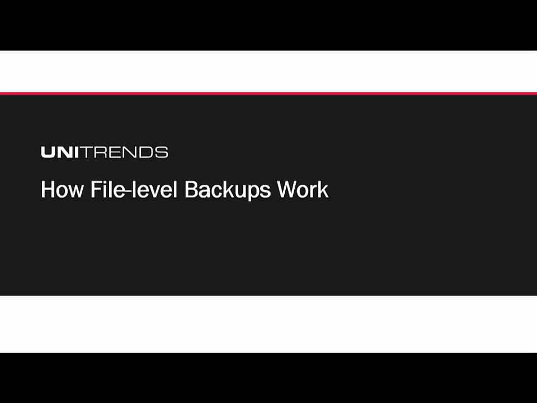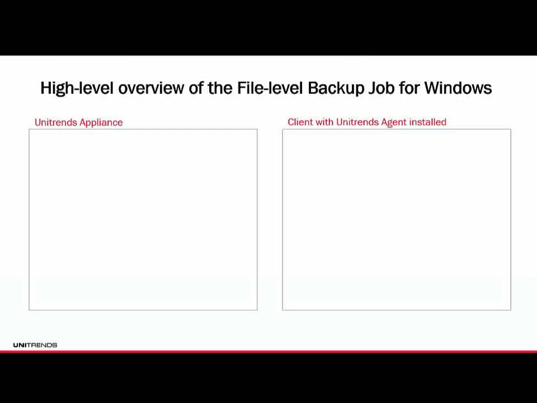When we take a look at how file level backups work, we start with a high level overview of the file level backup job process for Windows. It starts by looking at the Unitrends appliance on the left-hand side. The first thing that happens when we schedule a job or manually queue one up is that what's called the tasker creates a job in our queue, and it waits for resources to become available. We have so many concurrent connections to run on that appliance, and it's going to run so many jobs at once. If there are no other jobs running, it'll go from queue to active right away. But it may have to stay in a queued state until more resources become available.